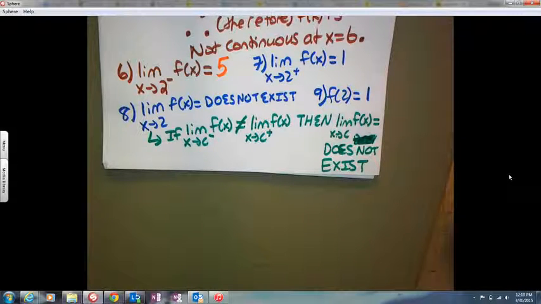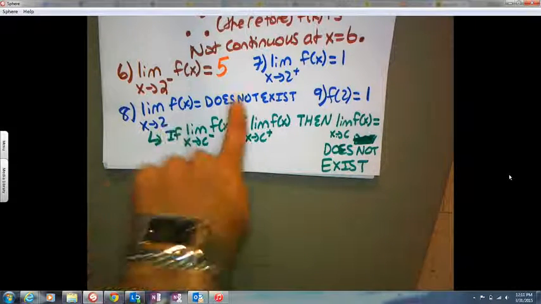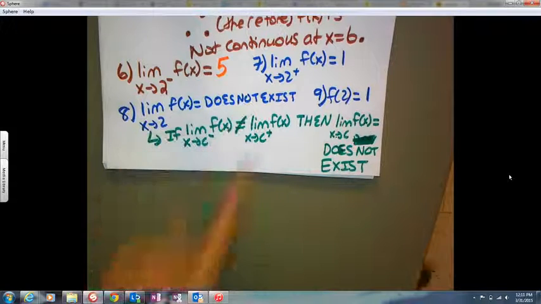So basically what we're saying here is if the limit from the left, in this case was 5, the limit from the right, in this case was 1, certainly 5 does not equal 1, therefore the double-sided limit does not exist. Questions? Number 9, any questions on that? Okay.